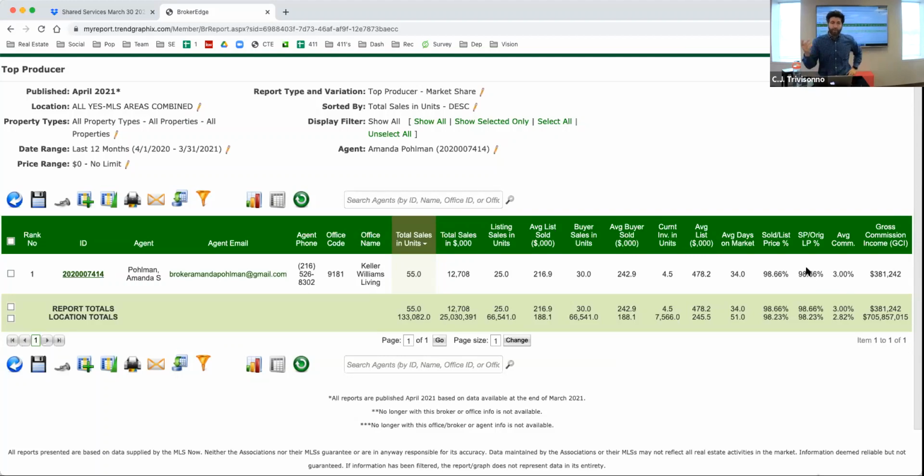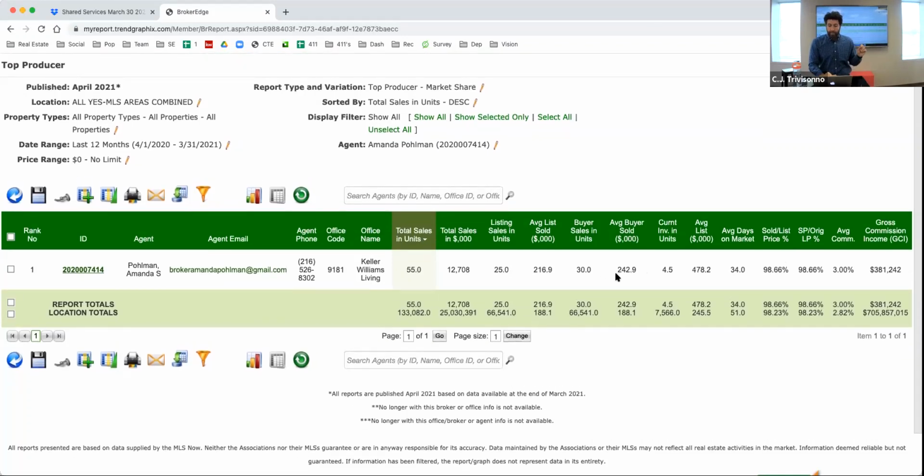Her sales price to original list price: the original list price is your starting price, and the other list price is if you did a price reduction and then sold it. So the original list price is that first price before any price reduction. Then her average commission and GCI, don't pay attention to those. They're very ish numbers, not always accurate. They're sort of guessing based on what they do.